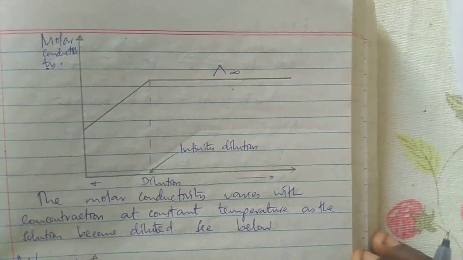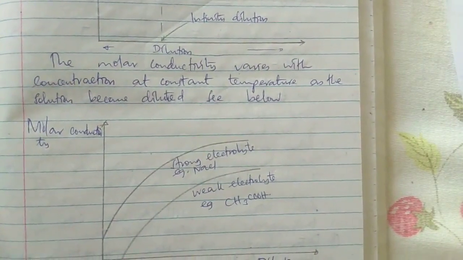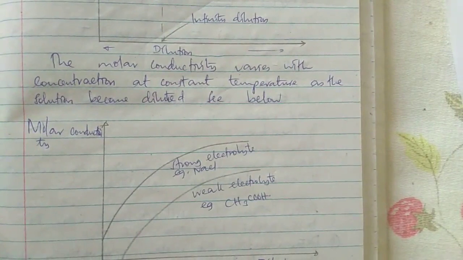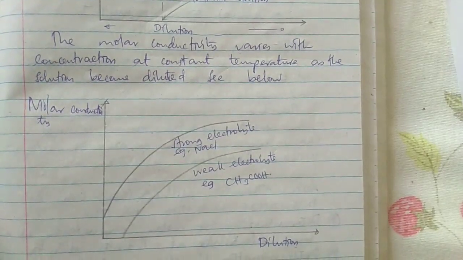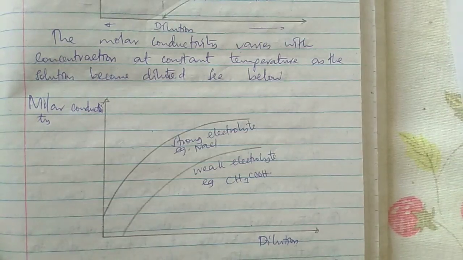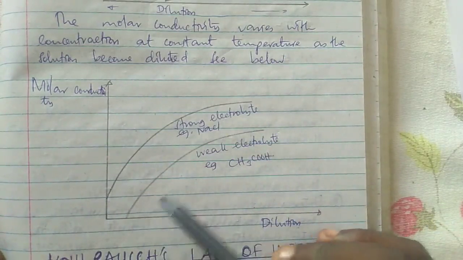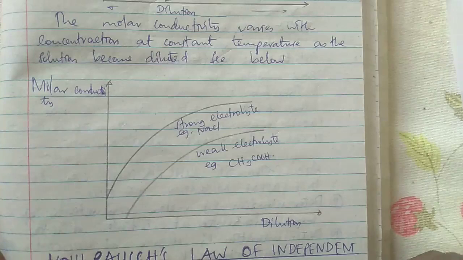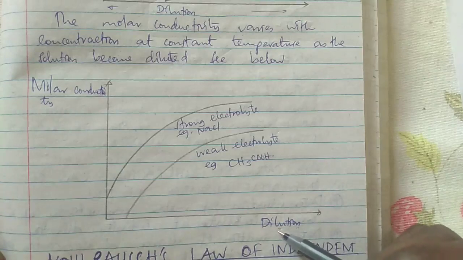The molar conductivity varies with concentration at constant temperature. If the solution becomes diluted, tunakuwa tuna a variation of molar conductivity na concentration at constant temperature. So kwa mfano strong electrolyte variation yake inakuwa hivyo, na weak electrolyte variation yake inakuwa hivyo. I'm not so sure if here it's dilution or concentration, but yeah, probably this is concentration.